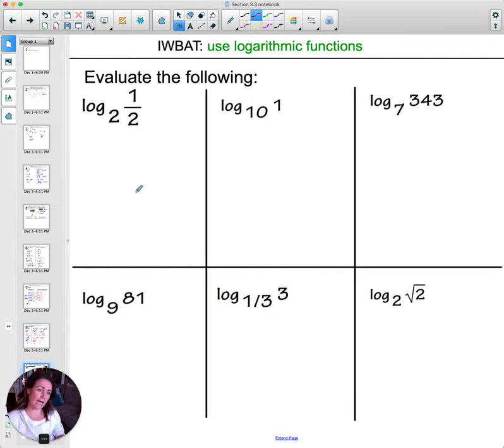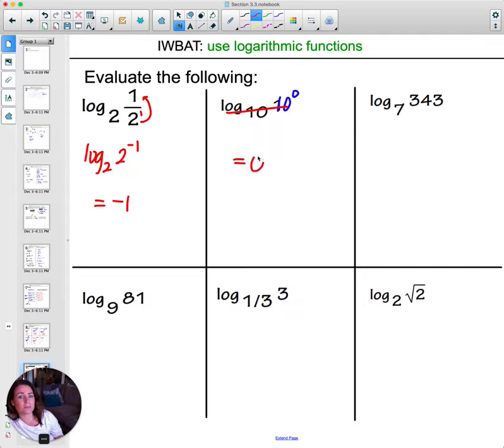Let's take a look at a couple more here. Again, this one's already written with a 2, so the 2 matches, but this is 1 over 2, and this is 2 to the first. So we're going to bring that up. So this will be log base 2 of 2 to the negative 1. Log base 2 and 2 cancel, so we get back negative 1. Anything to the 0 power is 1, so we can rewrite 1 as 10 to the 0. Then the log base 10 and the 10 cancel.